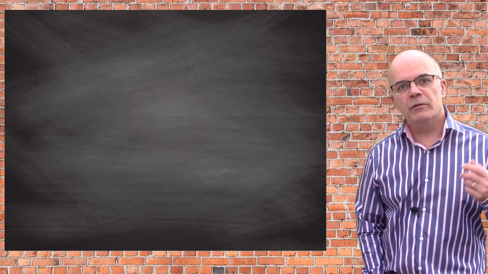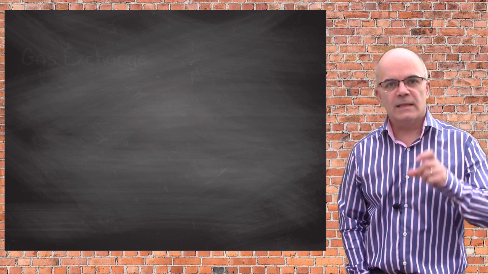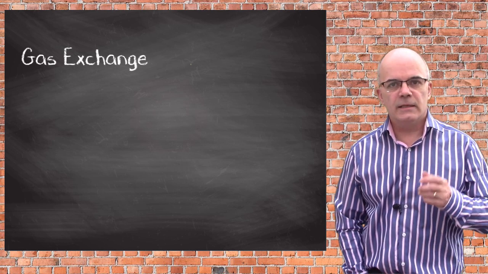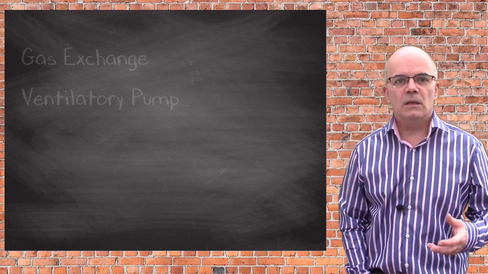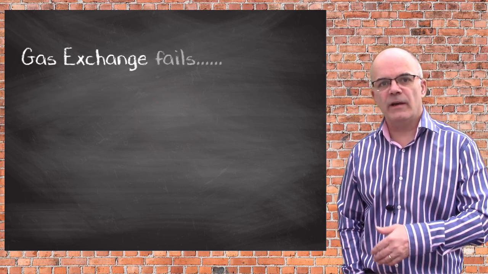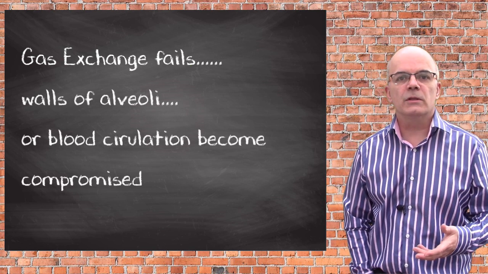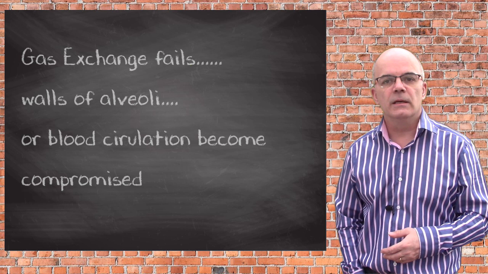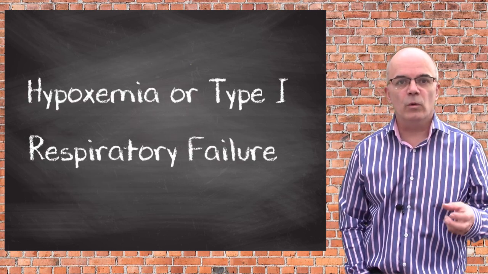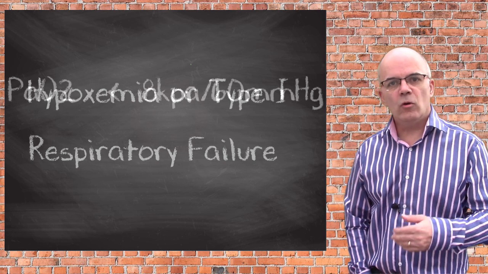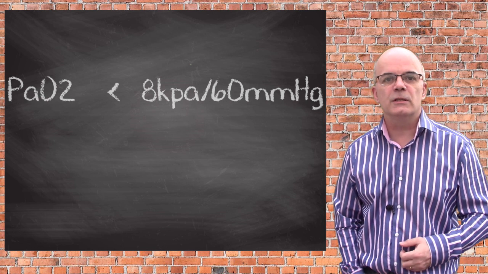We must remember that the respiratory system is comprised of two major components, as a gas exchange device and as a ventilatory pump powering this device. So, if the gas exchange device fails, i.e. the walls of the alveoli or the blood circulation become compromised, then there is potential for a hypoxemia or a type 1 respiratory failure, or a PaO2 of less than 8 kilopascals or 60 millimeters of mercury.